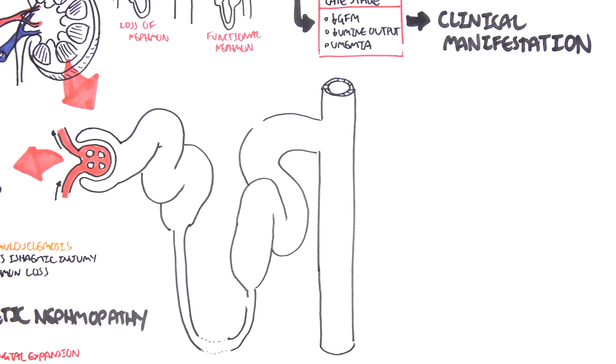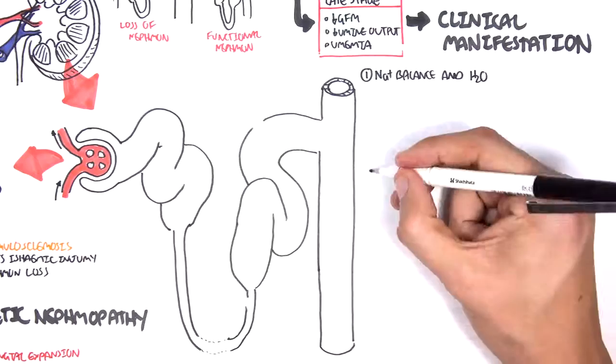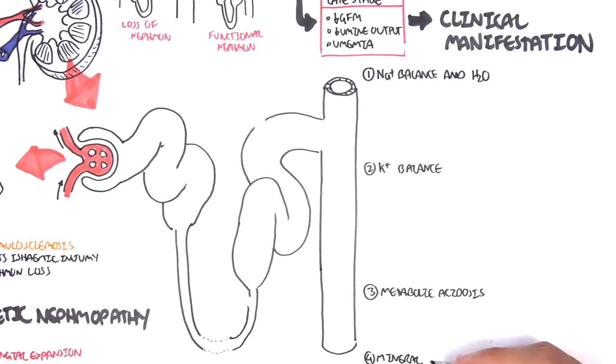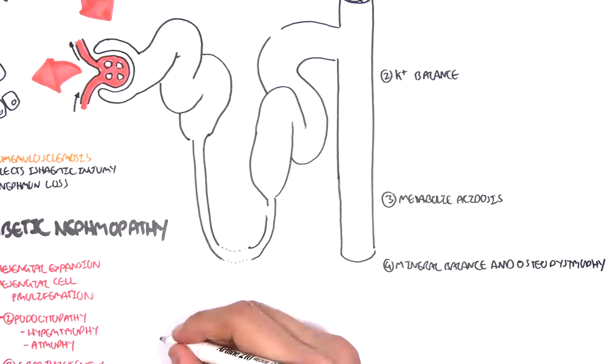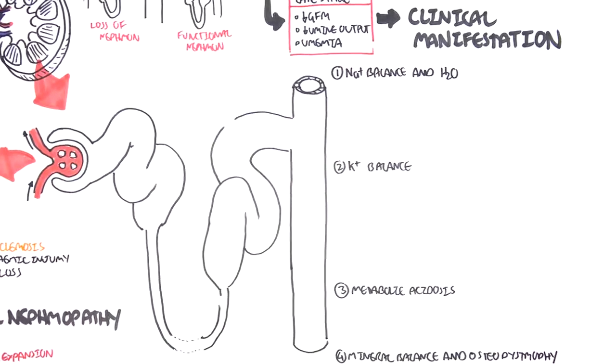And this will bring us to the next topic, which is the clinical presentation or clinical manifestation of chronic kidney failure. So here in this part, we'll talk about disruption that occurs with sodium and water balance, disruption that occurs with potassium balance. We talk about metabolic acidosis, mineral balance, and osteodystrophy, and other manifestations of uremia. So let's begin by looking at sodium and water balance.